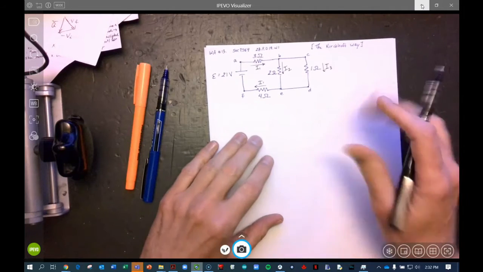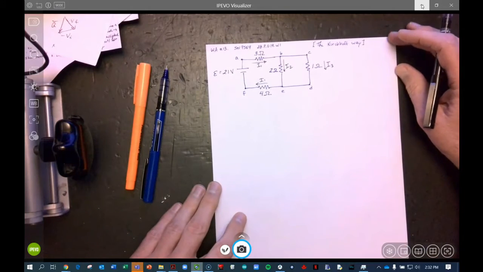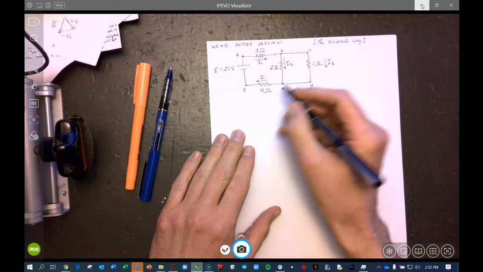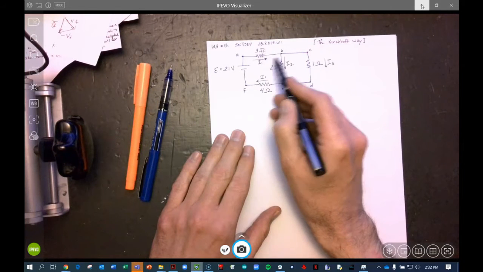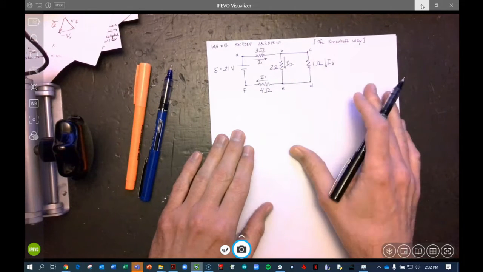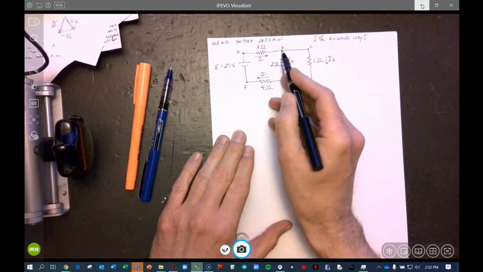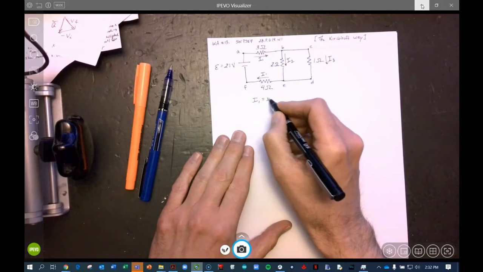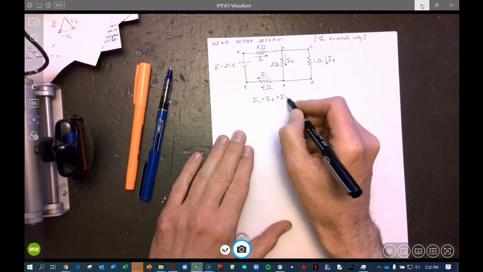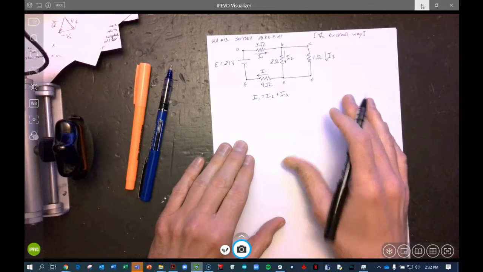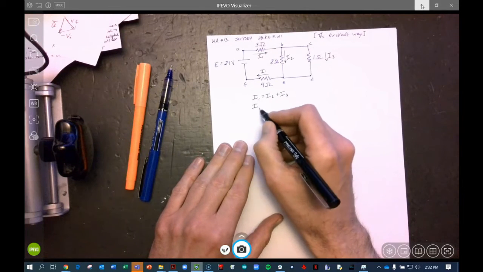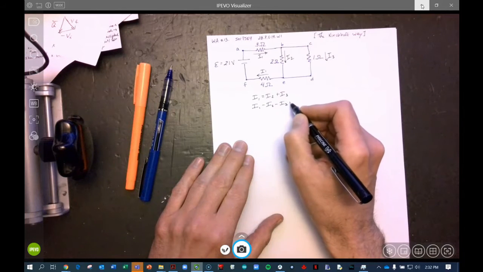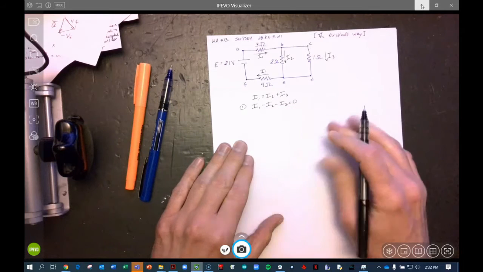Okay, so one of the rules of Kirchhoff is the Junction Rule, which says that all the currents coming into a junction have to equal all the currents coming out of the junction. And so we see that if our junction here is B, that I1 is equal to I2 plus I3. And it will be shown that it's better to write it like this. And this is our first equation.